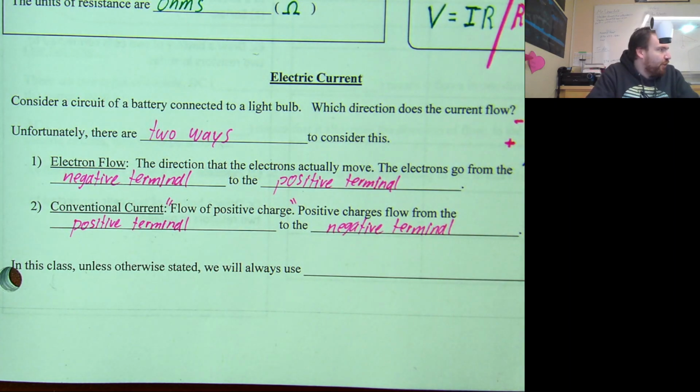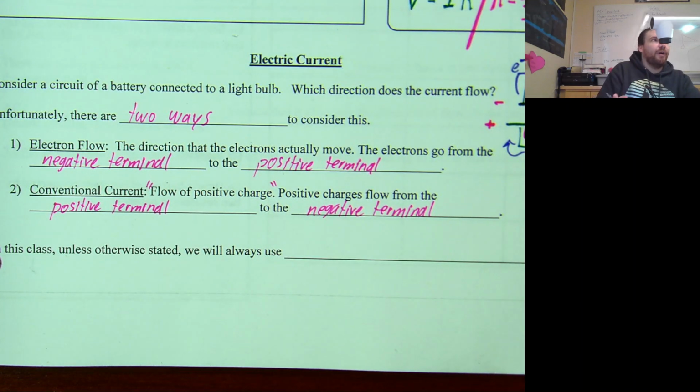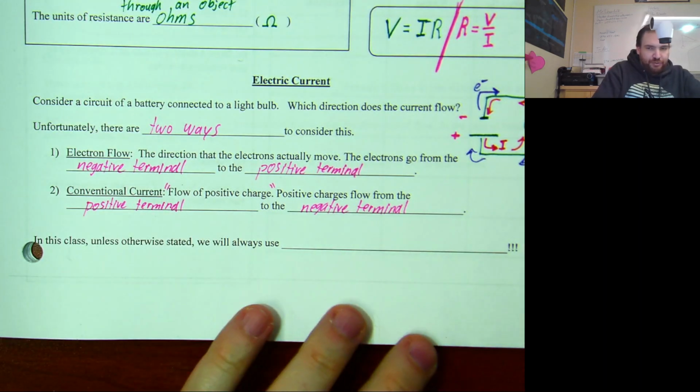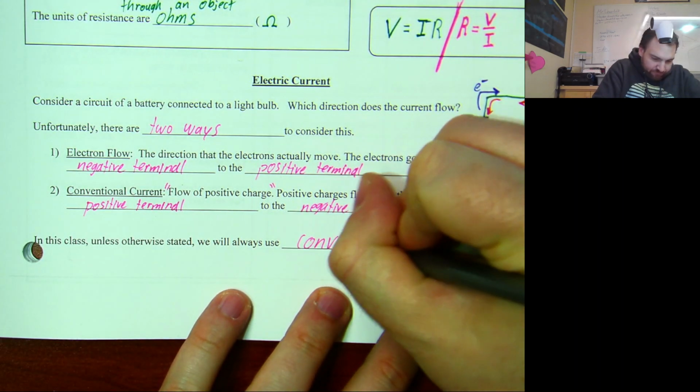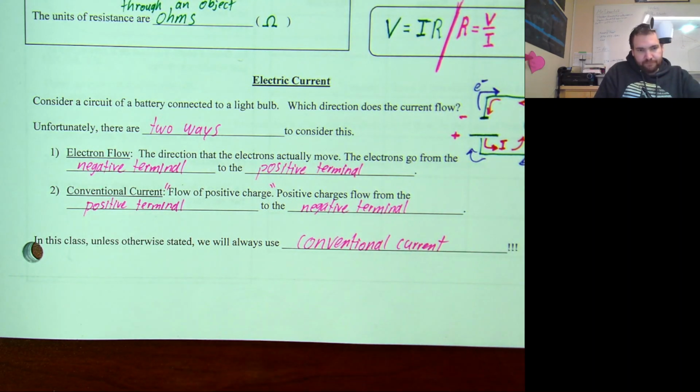So if these guys had to do everything over, they probably would have called the electron the positive thing and the proton the negative thing. But rather than redo hundreds of years of chemistry, they're just like, we got it wrong. As long as everyone knows we got it wrong and agrees to gloss over that fact, we'll just leave it the way it is and call it good. So in this class, unless we otherwise state it, and everywhere else you talk about electricity, we will always use conventional current. Cool?